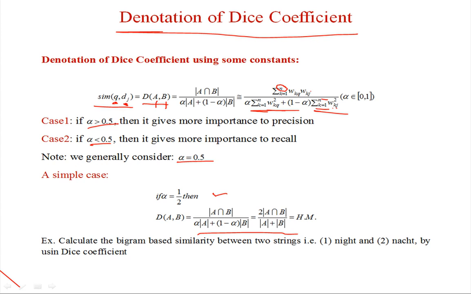Now this is a simple exercise. Calculate the bigram based similarity between two strings. First is night and second is nacht, by using Dice coefficient. So it is very simple. For example, night can be written as bigrams ni, ig, gh and ht.